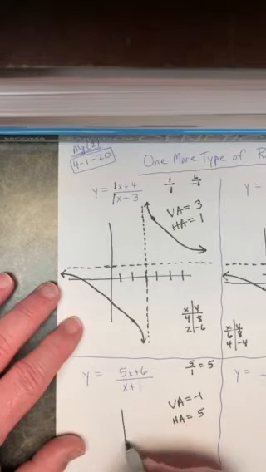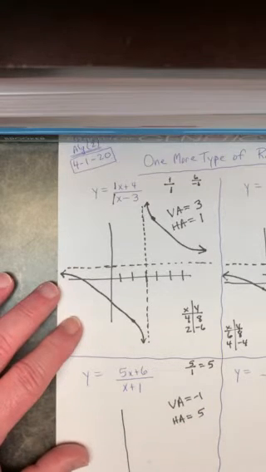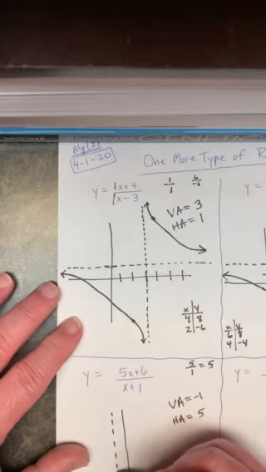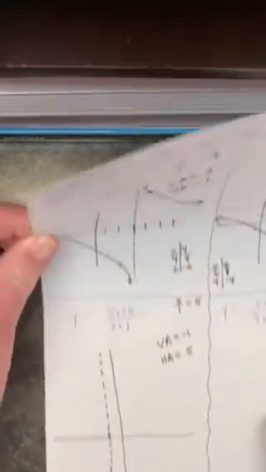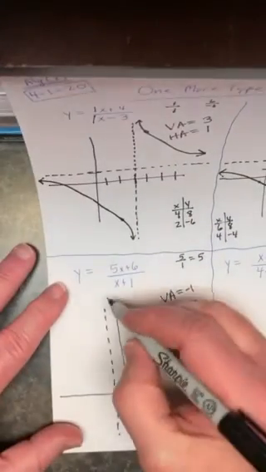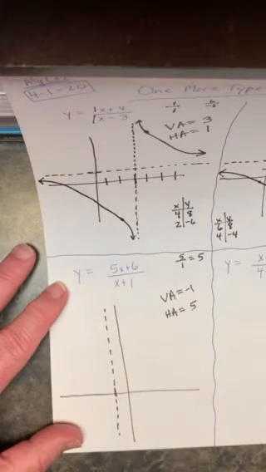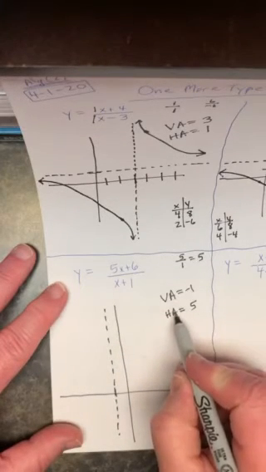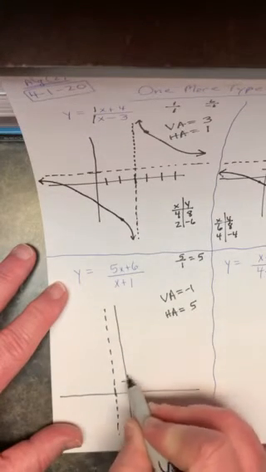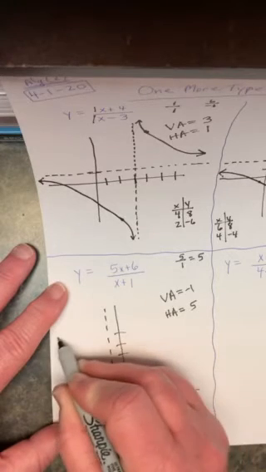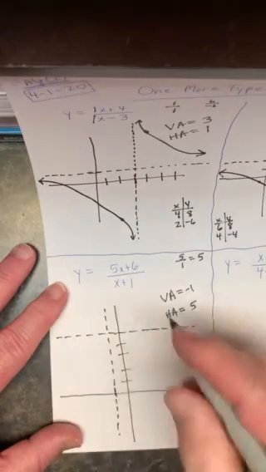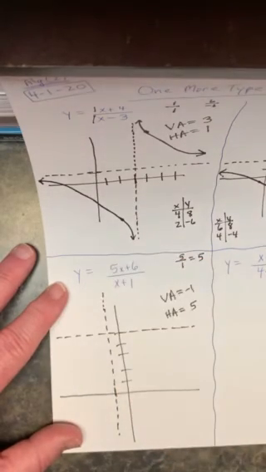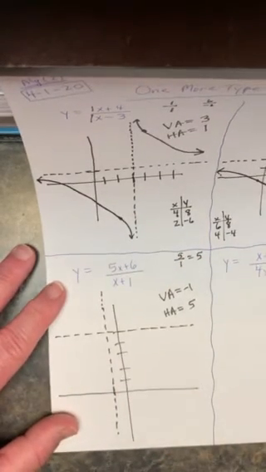So, here we go. I've got a vertical asymptote this time at -1. So that's over here, right? Let me make sure you can see that. I put a vertical asymptote through -1. I've got a horizontal asymptote up on 5, which is right here. And I need to draw my curve now, or curves, in the proper sections.